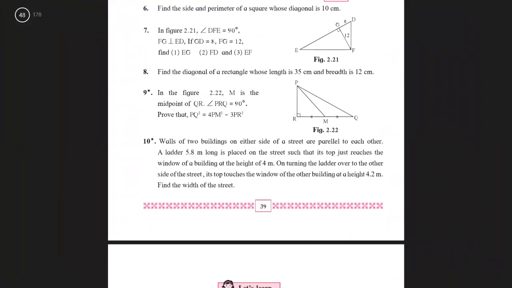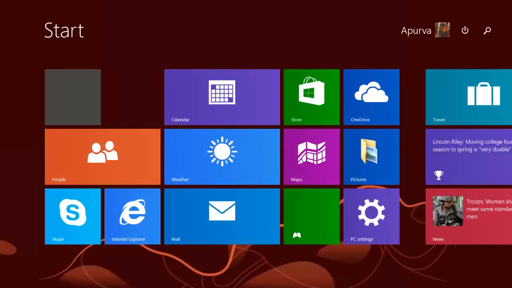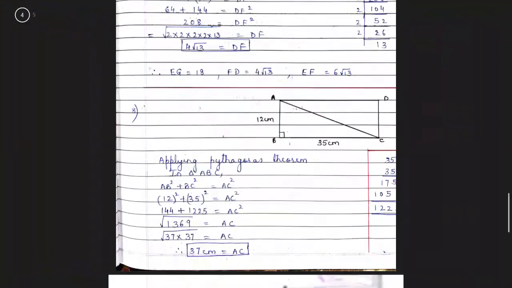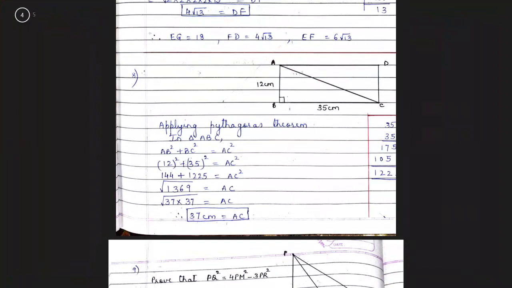Find the diagonal of a rectangle whose length is 35 centimeter and breadth is 12 centimeter. Now, for question number 8, this is how it is. You have triangle ABC wherein BC is 35 centimeter, AB is 12 centimeter. Since it's a right angle triangle, you can use Pythagoras theorem, substitute the values, find the squares and the square root. You get the value of AC as 37 centimeter.